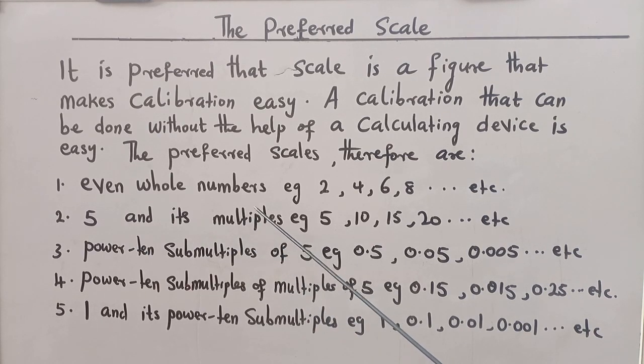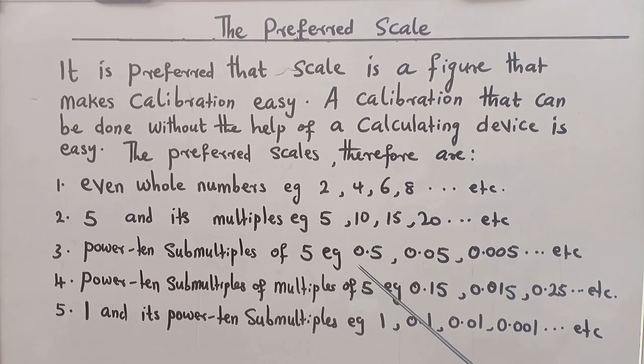We have multiples of 5 and also submultiples of 5, not just all submultiples. It is power 10 submultiples. That is, if we use power 10 to divide a multiple of 5 or 5 itself, we get what we call power 10 submultiples of 5. They are 0.5. For instance, if you divide this 5 by 10, what you get is 0.5.